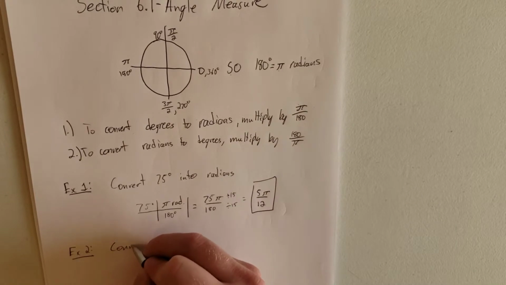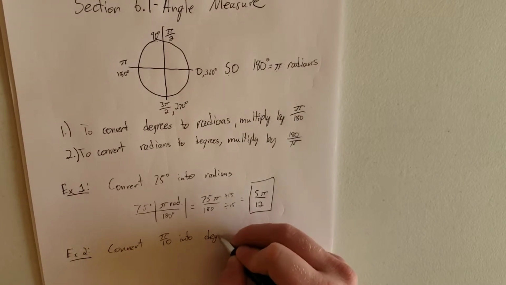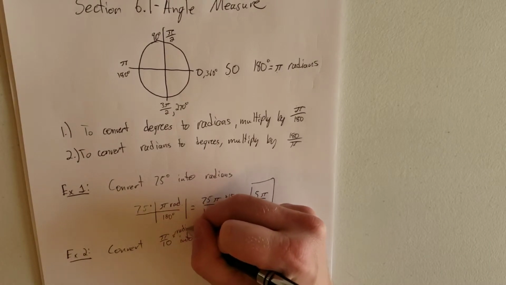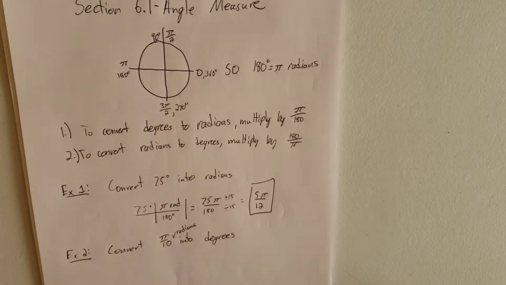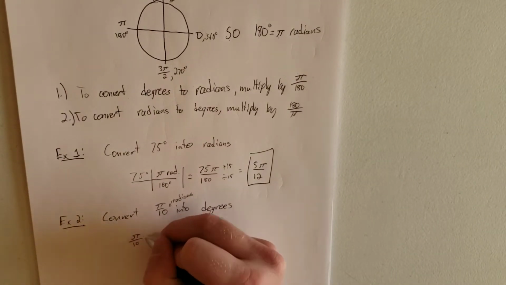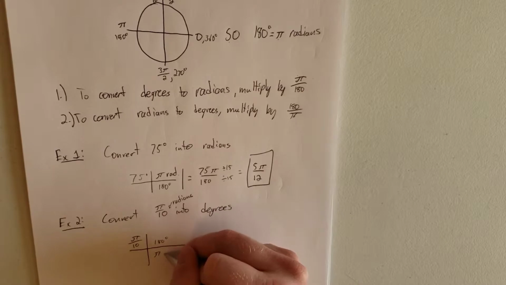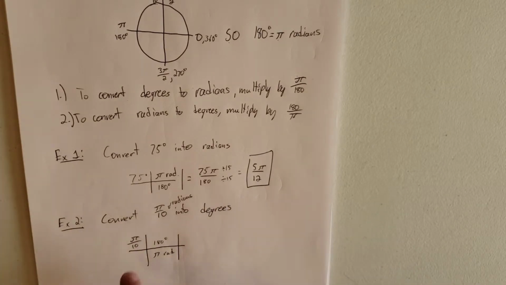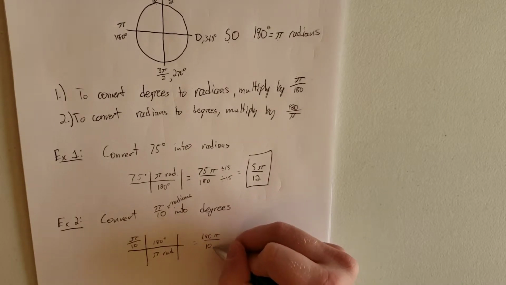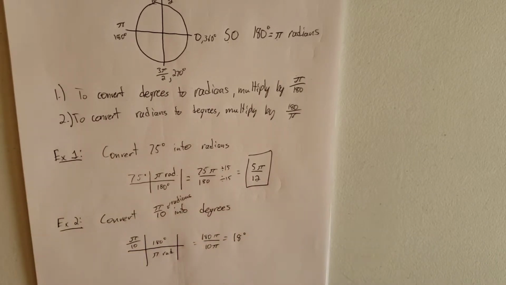Similarly, we can convert pi over 10 into degrees. All right, so we have pi over 10 radians. I should mark radians here. We're going to convert that into degrees. So to do that, we start with pi over 10, and we multiply by 180 degrees over pi radians. This becomes 180 pi over 10 pi. 180 over 10 is 18, and the pi's cancel, so we get 18 degrees.